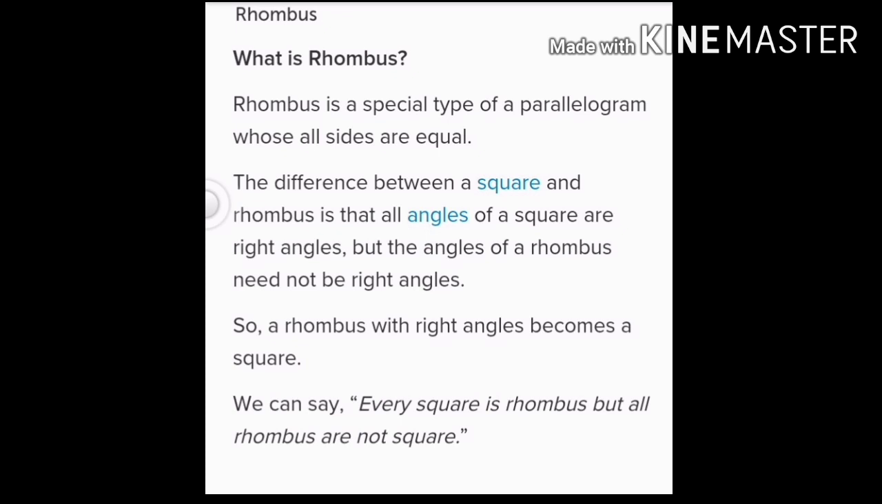So, a rhombus with right angles becomes a square. We can say every square is a rhombus, but not all rhombuses are squares. Am I clear? Every square is a rhombus, but not all rhombuses are squares.